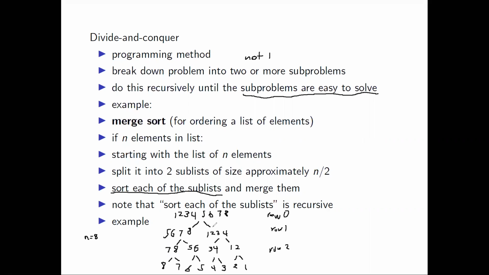So this is an example of a divide and conquer, because our original problem here, we just kept on splitting it into subproblems until they became easy to solve. And they were easy to solve down here because when you have only one element on your list, it's already sorted no matter what.